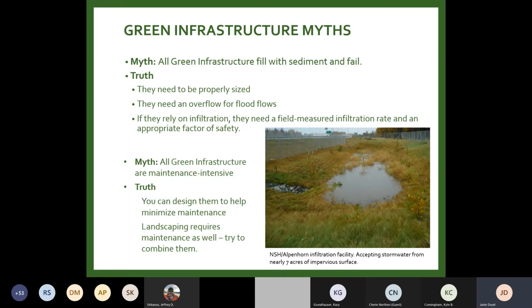And then, landscaping, which we're talking a lot about, combining stormwater with landscaping to achieve green infrastructure, requires maintenance as well. So to the extent that you can couple those two things, you're going to minimize your maintenance a little bit too, because you're already usually maintaining your landscape. So I want to talk to you just briefly about this infiltration facility, because it is a myth buster for both of these two myths.